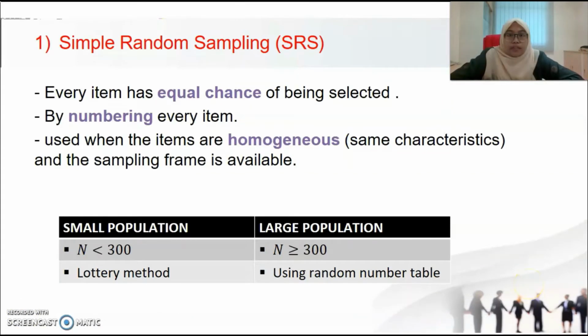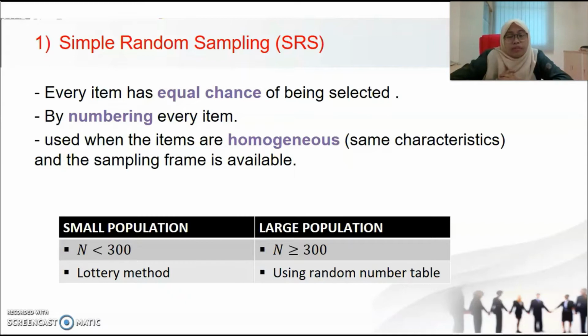Okay, the first technique in probability sampling is simple random sampling. In simple random sampling, every item has an equal chance of being selected. In order for us to conduct this technique, we must number every item in the population. It is used when the items are homogeneous. Homogeneous here means the items possess the same characteristics. And of course, because this is a probability sampling technique, our sampling frame should be available.